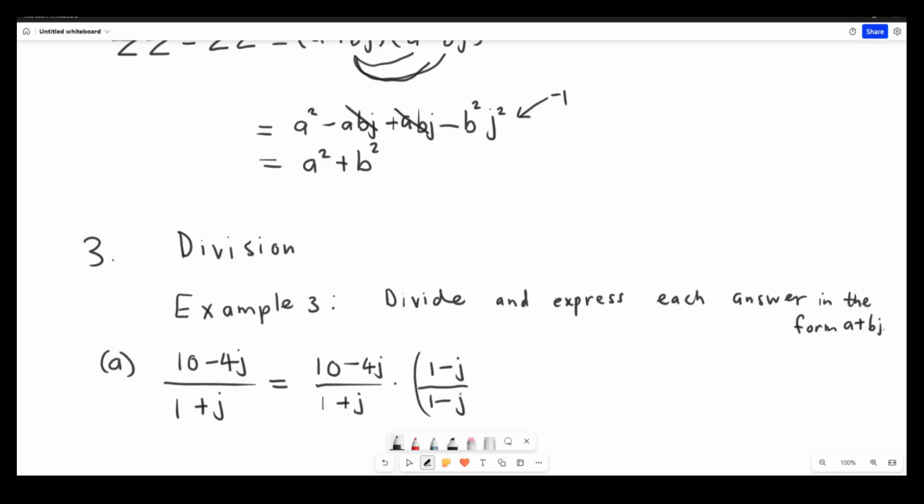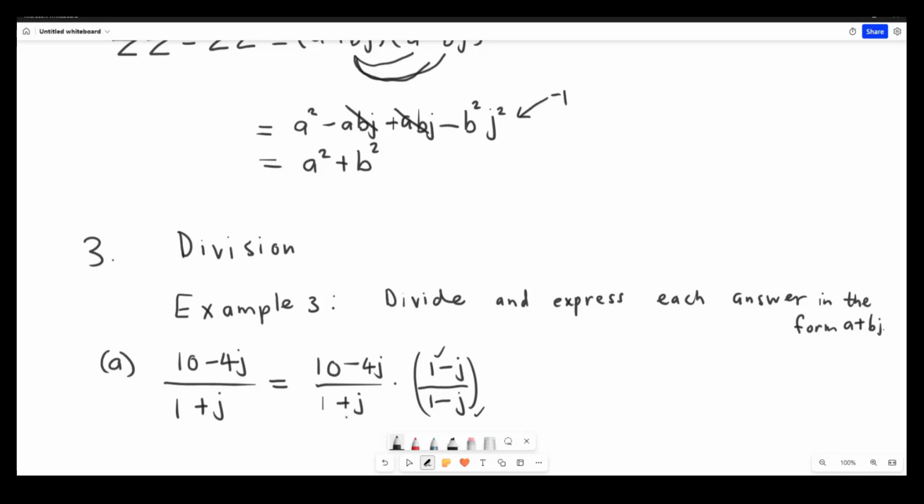Because basically what you've done is you've introduced multiplication by 1. Because 1 minus j divided by 1 minus j is just equal to 1, and any number multiplied by 1 is just that number. So I haven't changed anything really. The only thing I did was multiply by the complex conjugate of the denominator, both in the numerator and in the denominator.